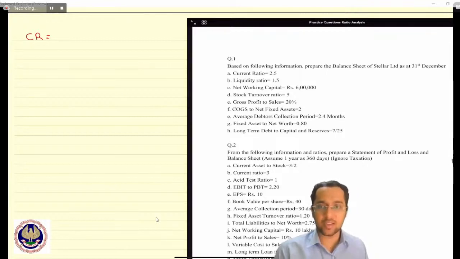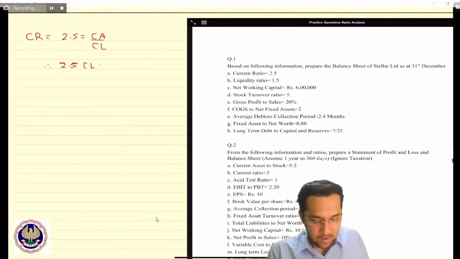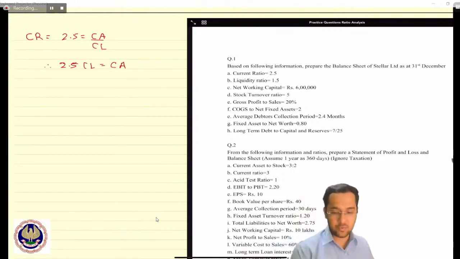Don't use CR, CA, CL. Current ratio is given as 2.5, which should ideally be current asset upon current liability. So it means 2.5 times of current liability is current asset.